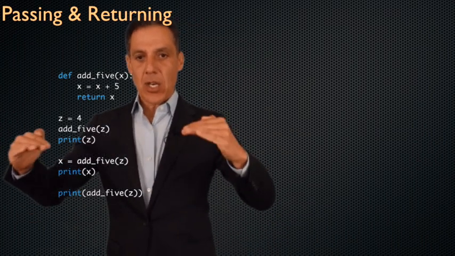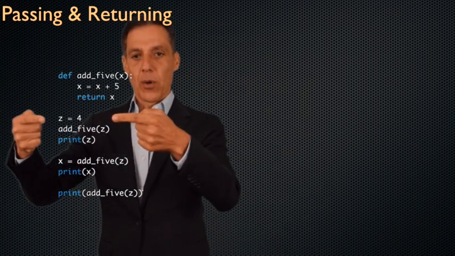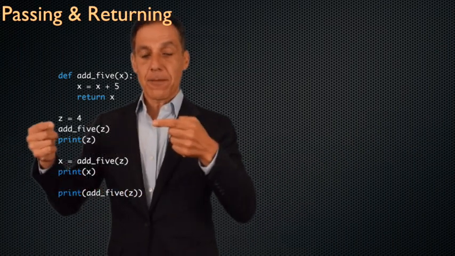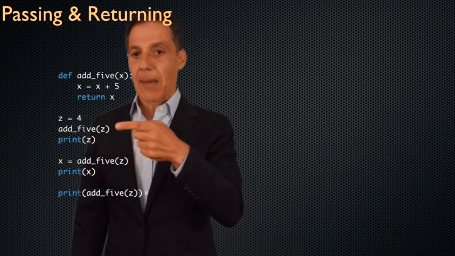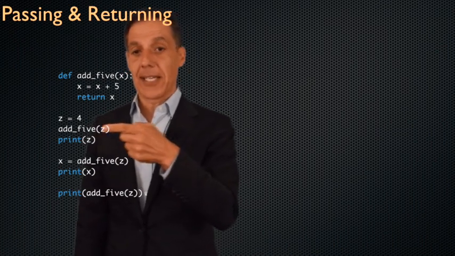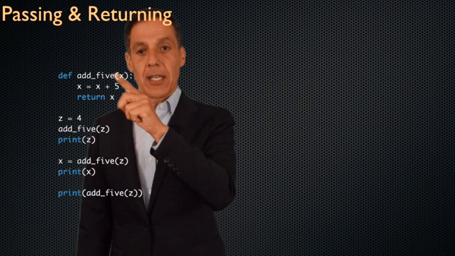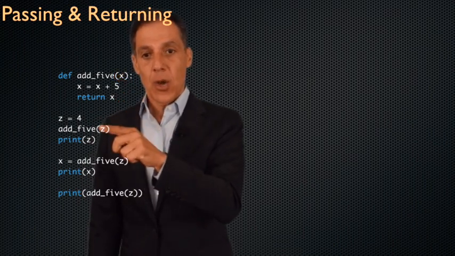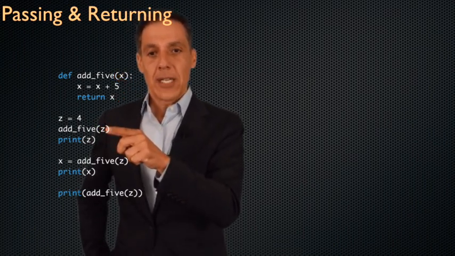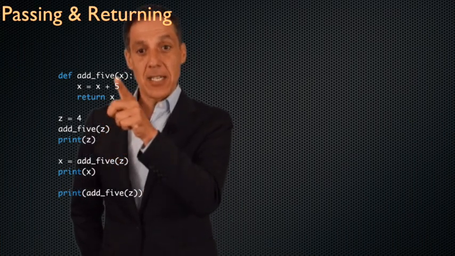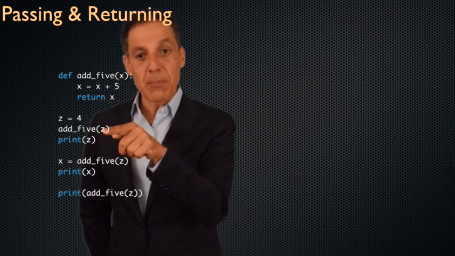So main body of the code, here we go. Z is equal to 4. So now I have z equals to 4. And I say add 5 of z. Now notice, I'm not printing add 5 of z. I'm not assigning it to a variable. I'm not including it in a statement. I am simply calling this function with the value of 4. Now, when you see the parameter being passed in, you have to think not z, but 4.